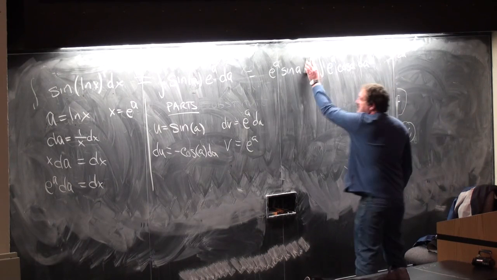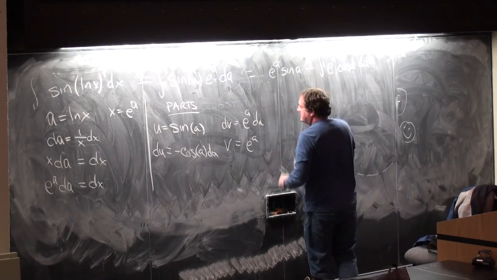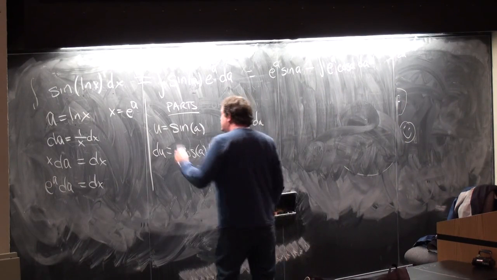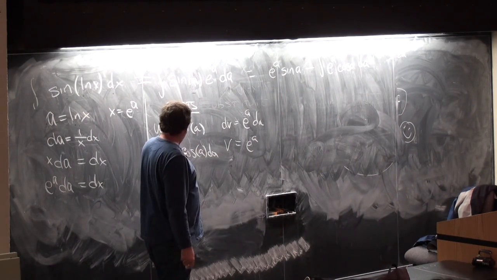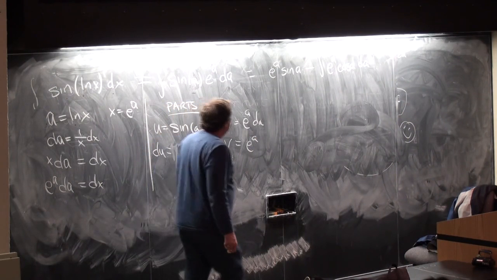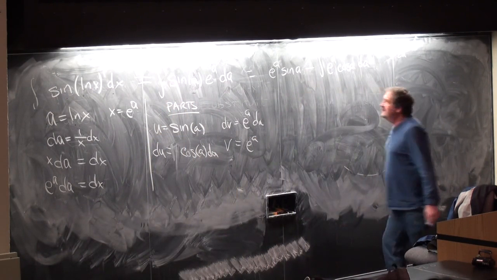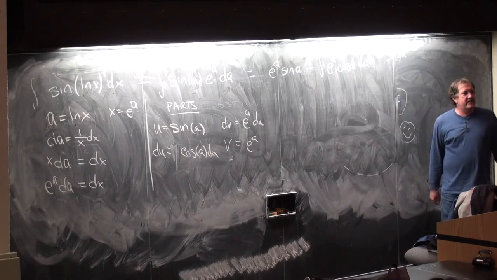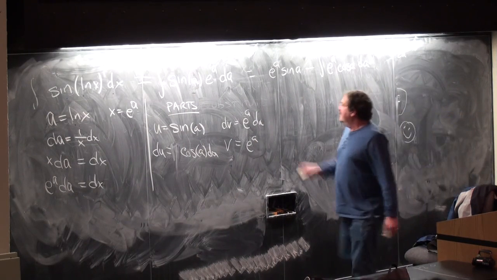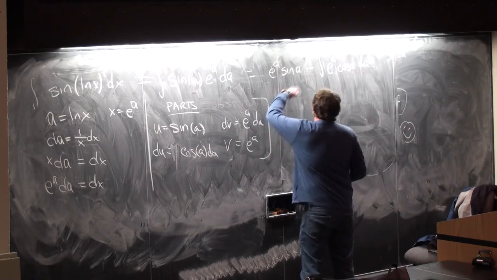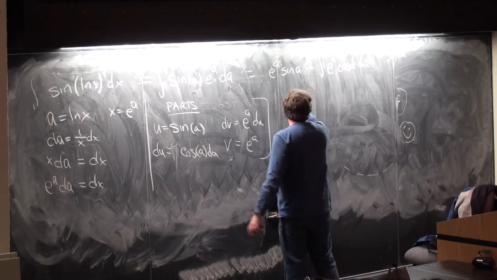Okay, so this is minus, and it's uv minus the integral of v du. It's still minus. Okay, thank you. If I make the same mistake twice, they'll cancel out. It'll be okay. Alright, so it really is minus.